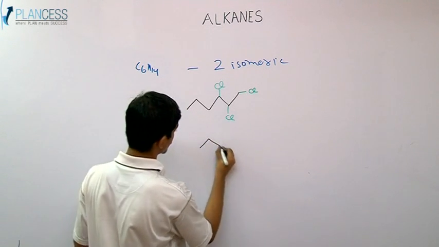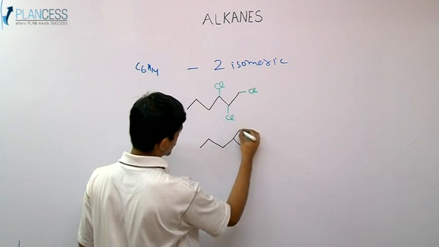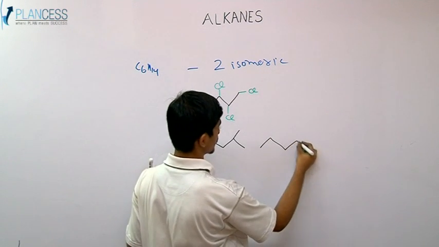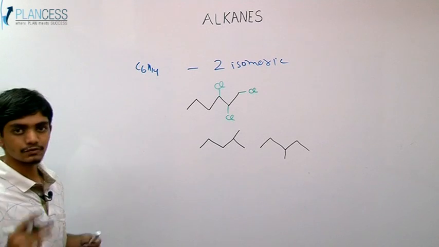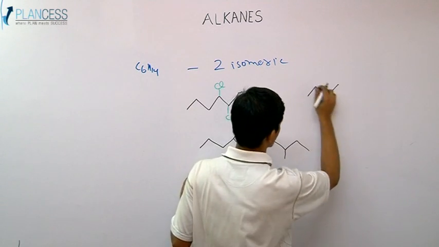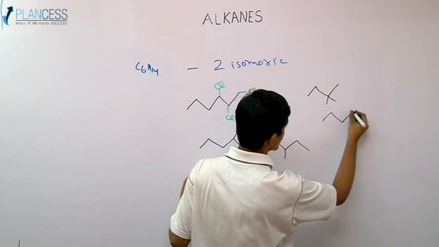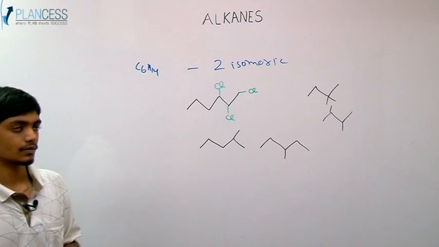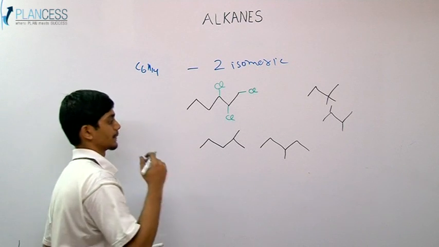What about this compound? 1, 2, 3, 4, 5, and suppose we have a methyl group over here. And we know how many isomeric products are possible? This and this. For C6H14 there are 5 isomeric alkanes. C6, 1, 2, 3, 4. Then we can have a double substitution over here, or we can have 1 and 1 over here. So these are the 5 isomeric alkanes. Now we have to see and monochlorinate them.